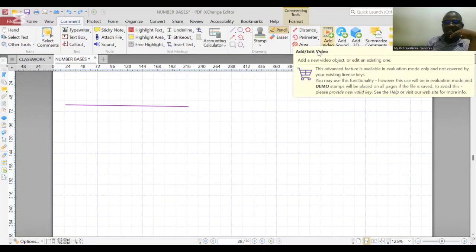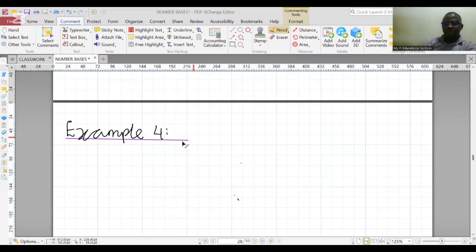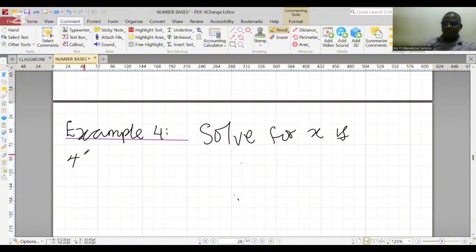So we're going to look at example 4. The question here says, solve for x if 404 base 5 equals 150 base x. So let's look at the solution here.